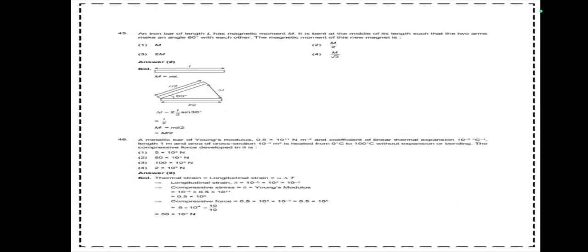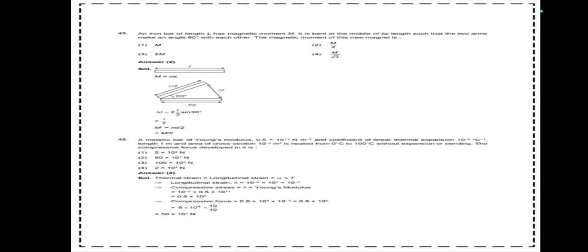Question number 45. An iron bar of length L has a magnetic moment M. It is bent at the middle of its length such that the two arms make an angle of 60 degrees with each other. The magnetic moment of this new magnet is... Answer is 2, capital M by 2.